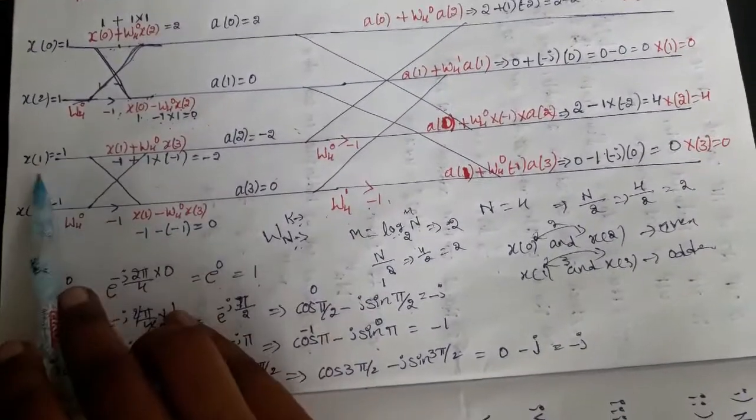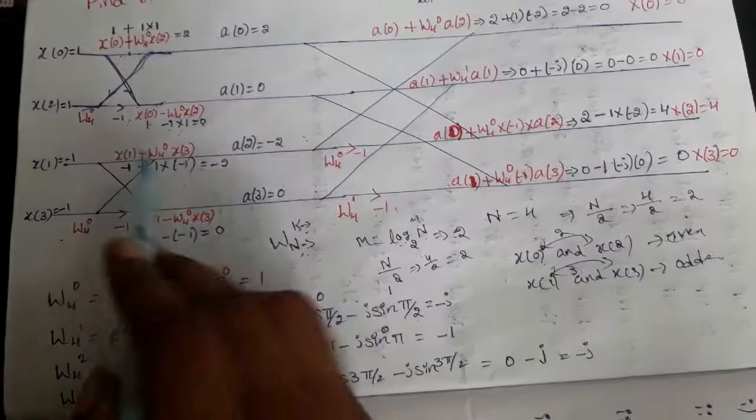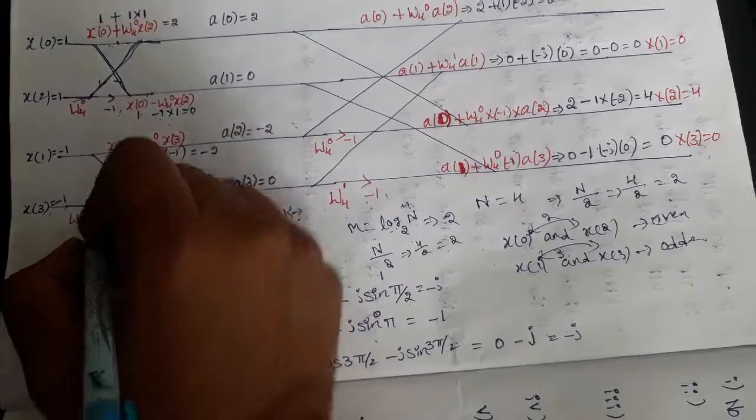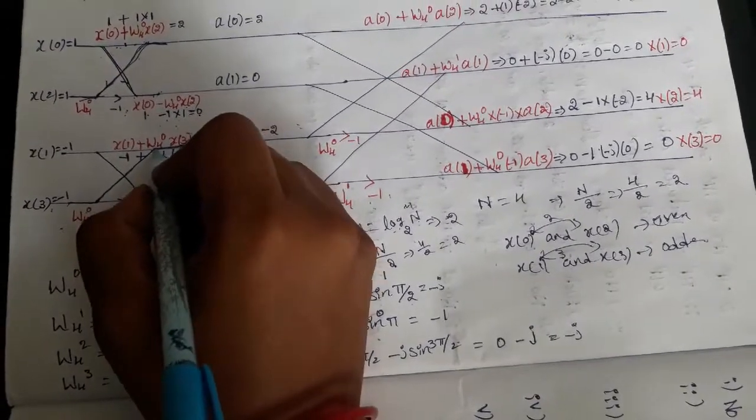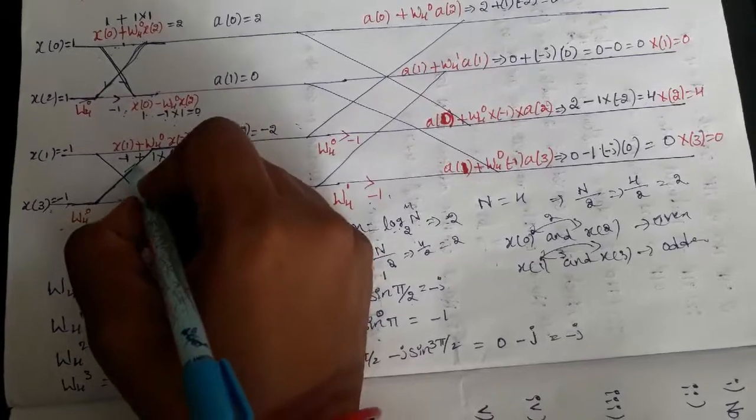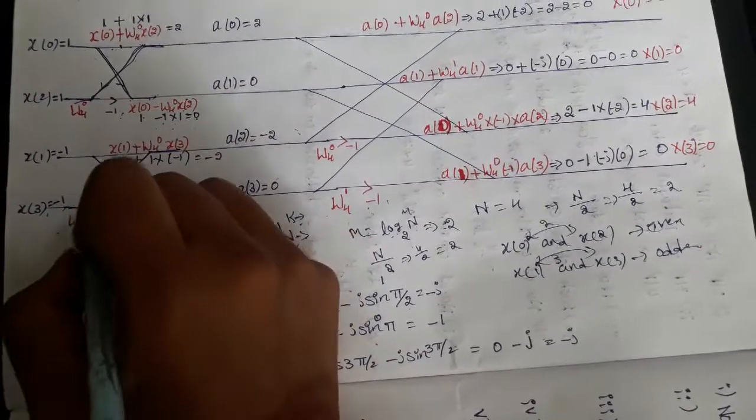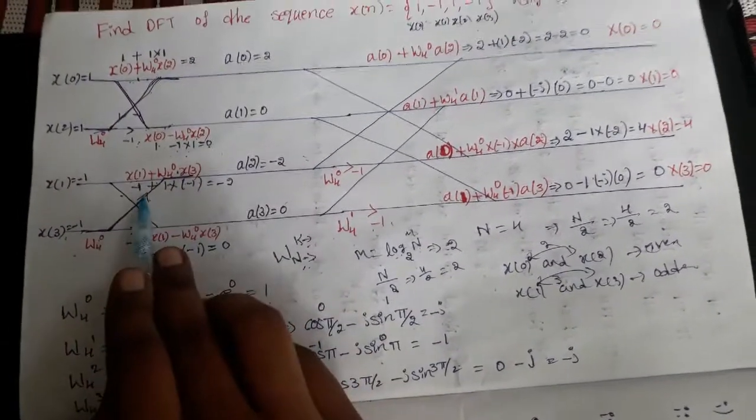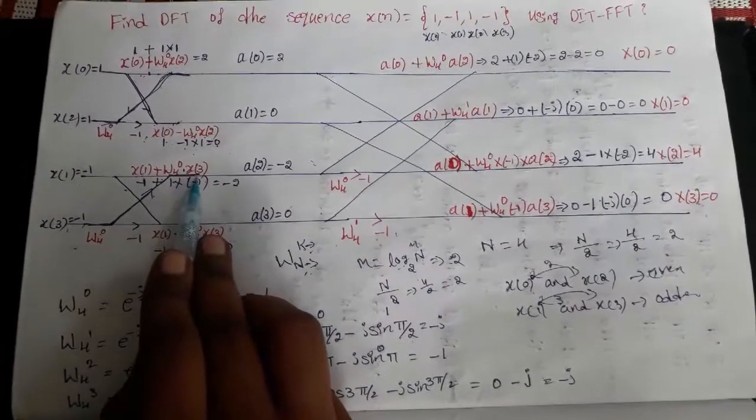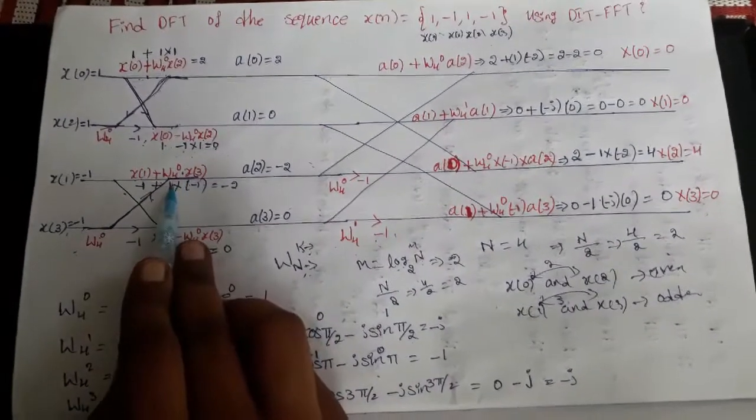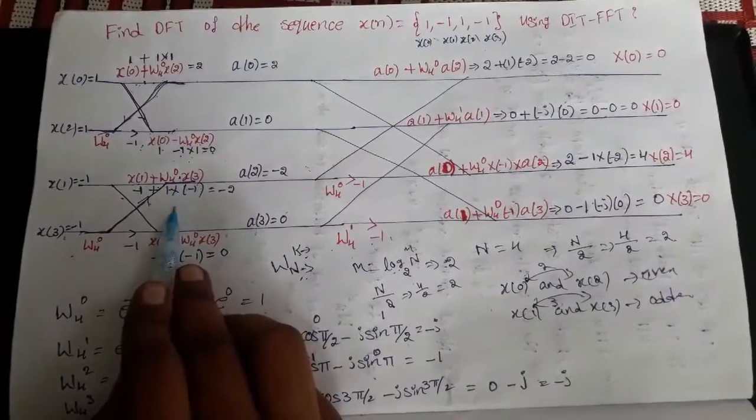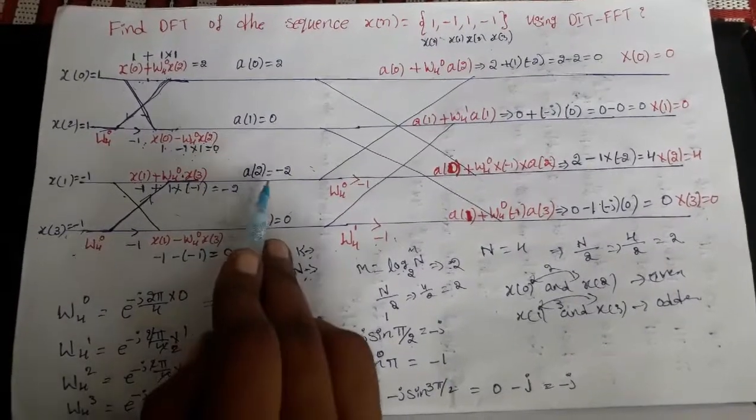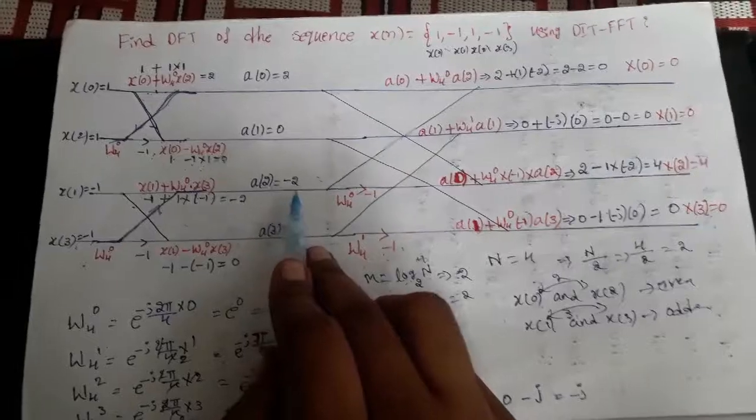Then next one, x of 1 and x of 3. So here the butterfly goes to this. So here x of 1 plus W4 to the power of 0 into x of 3. So x of 1 value is 1 and x of 3 value is minus 1 into W4 to the power of 0 value is 1. Totally minus 1 plus 1 into minus 1. The value is minus 2. That can be represented as a of 2 equals minus 2.